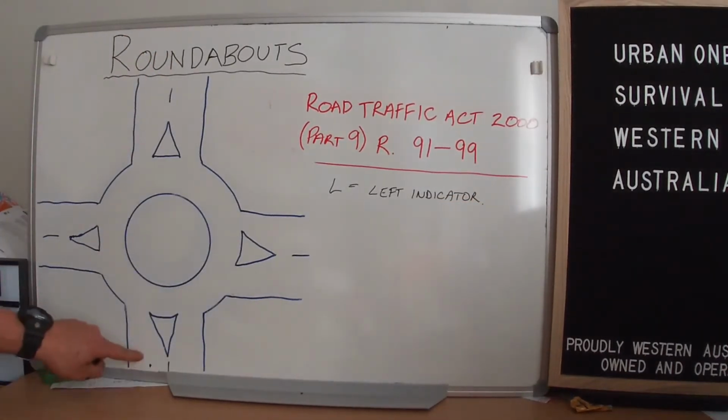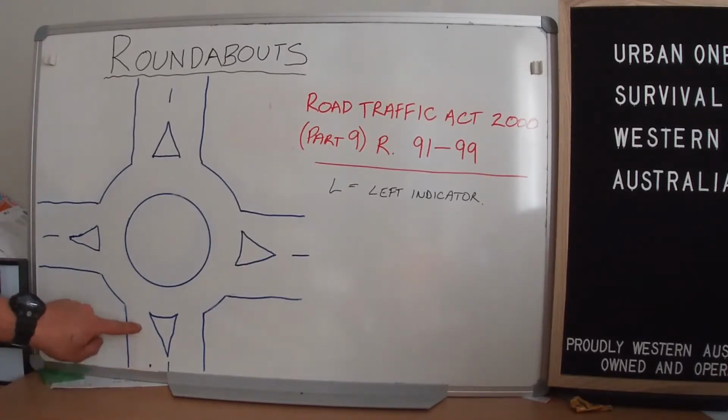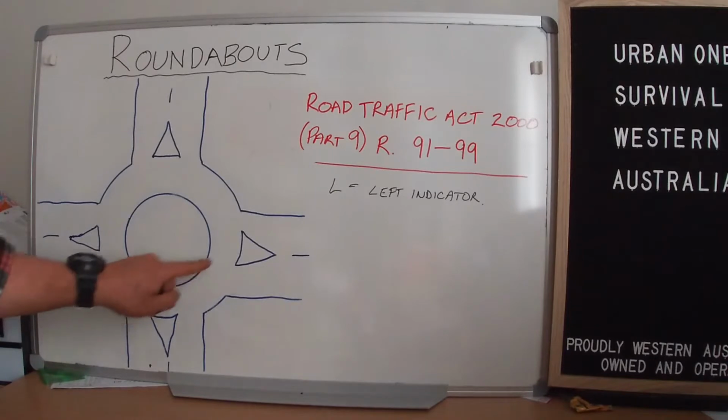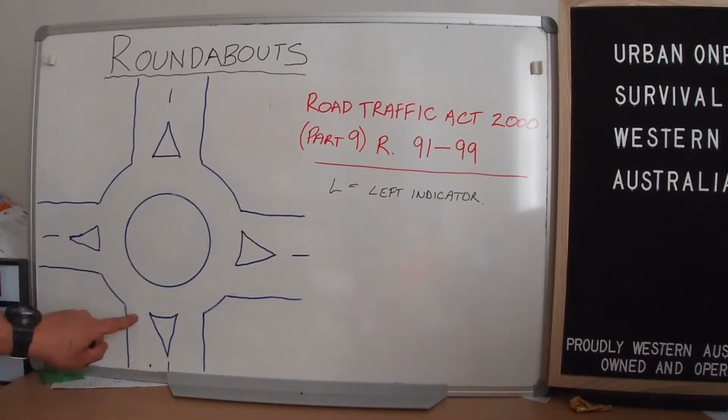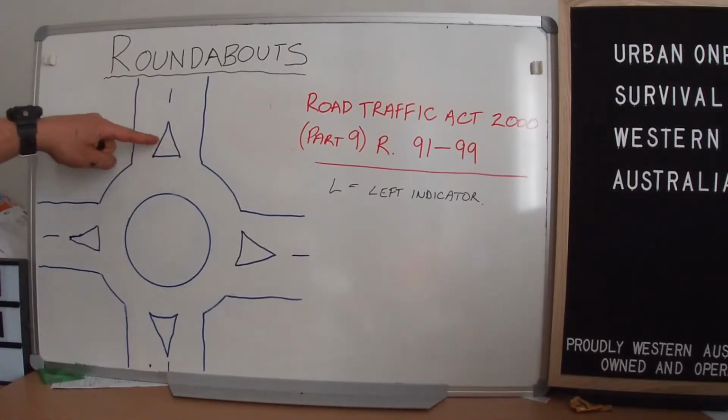Now, when you're heading straight from 6 o'clock to 12 o'clock, that's a little bit different. So you enter the roundabout with no indicator on. You give way to your right, like you always do. And as you progress, when you pass the first triangular median strip, you are then required to place your left indicator on. And then you just continue and you exit. After you pass the triangular median strip, you can then turn your indicator off.